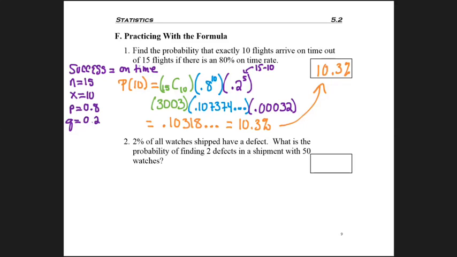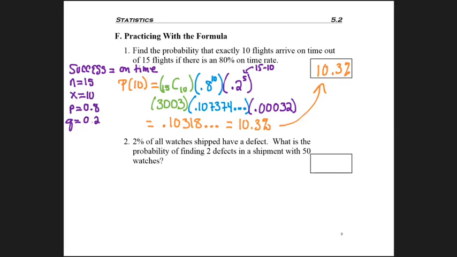This means if there's 15 flights we're looking at with an 80% arrival on time probability, the chance that of those 15, 10 that we randomly grab were on time is only about 10%.